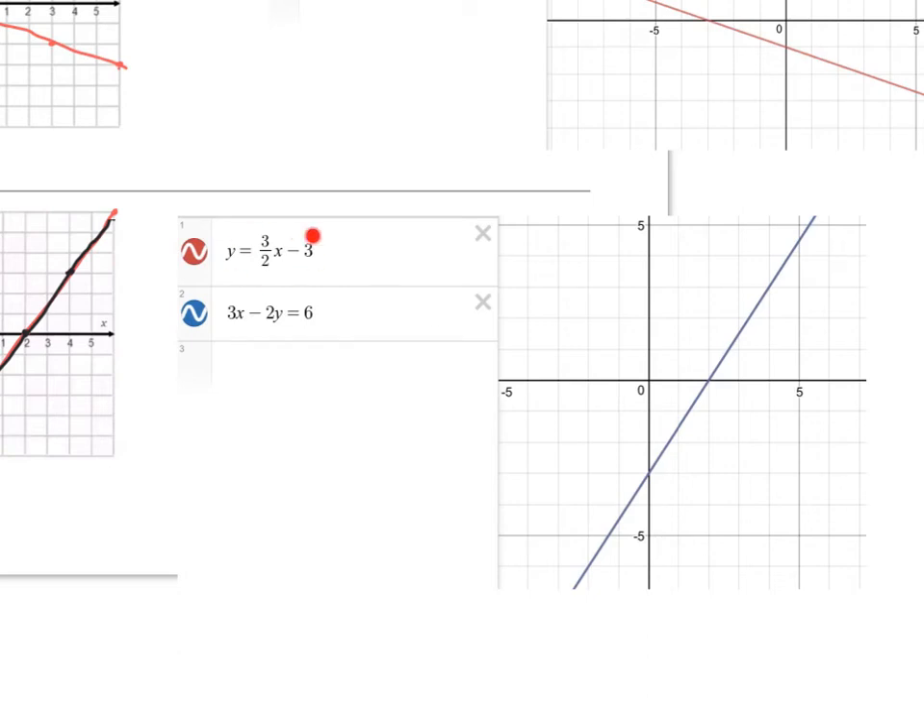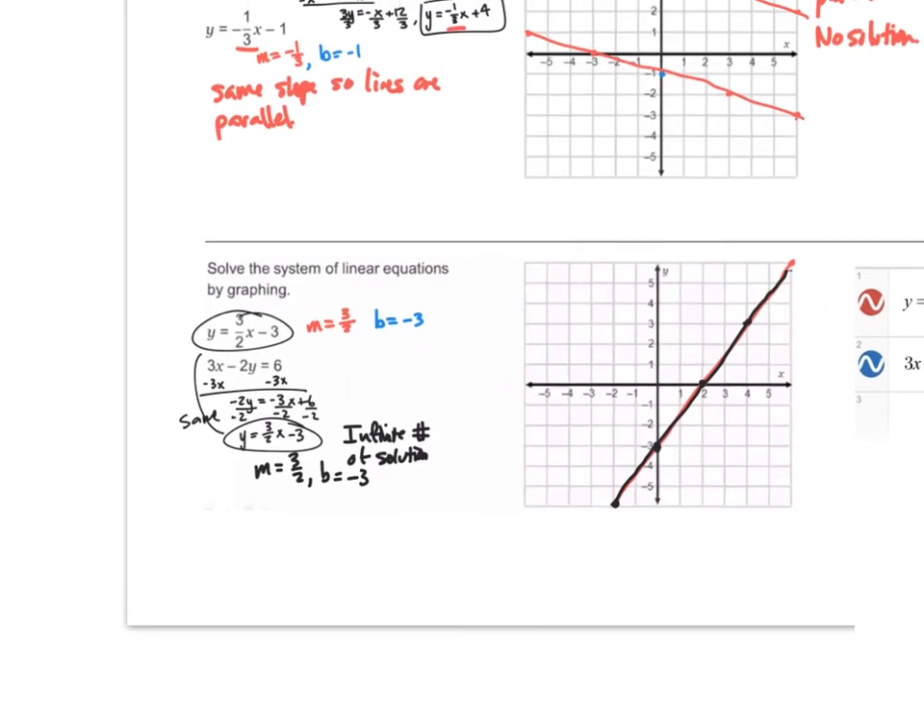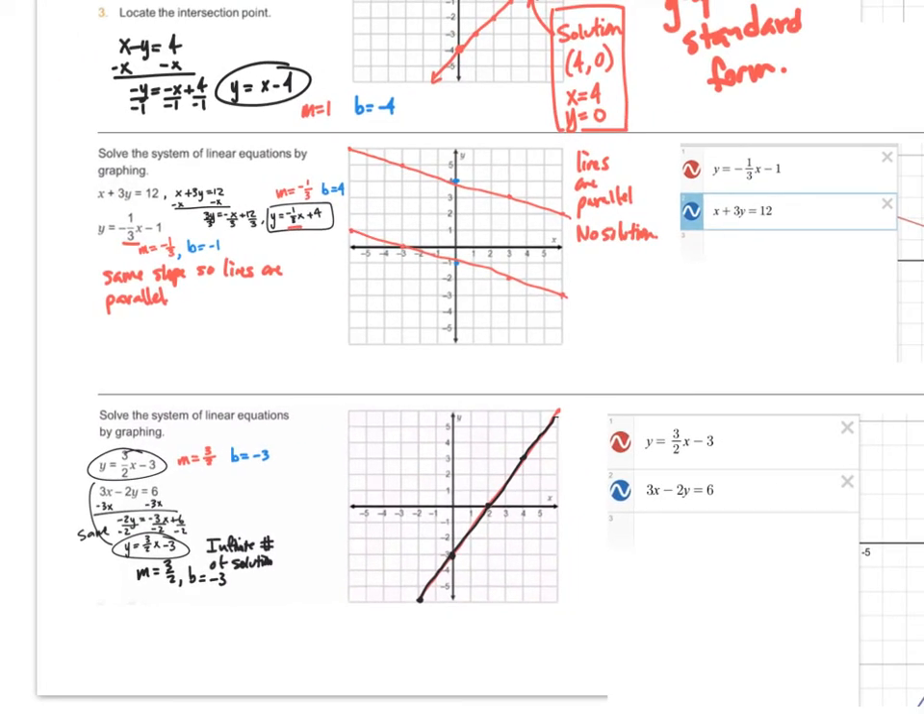Okay, so after graphing these, what I notice is that I have the same line, okay? I should have a red and a blue line, but because the blue line is the second one down, it's the one that's going to show up. So it is the same line. And so we have an infinite number of solutions. We have an infinite number of points at which those two lines will intersect. Okay.